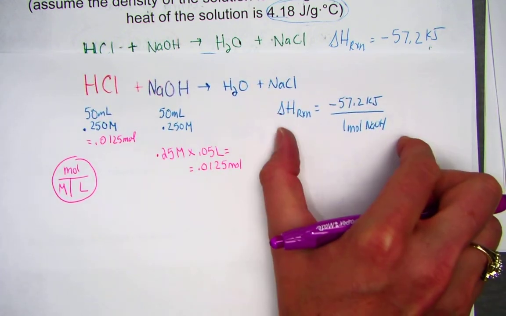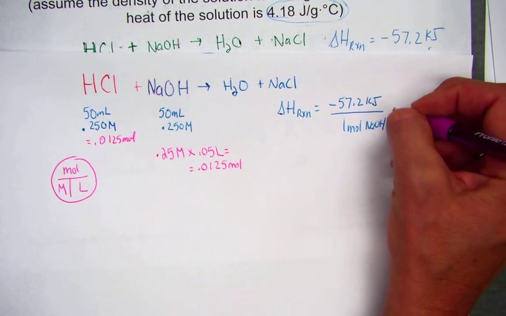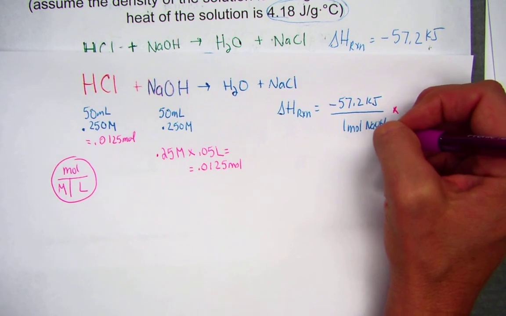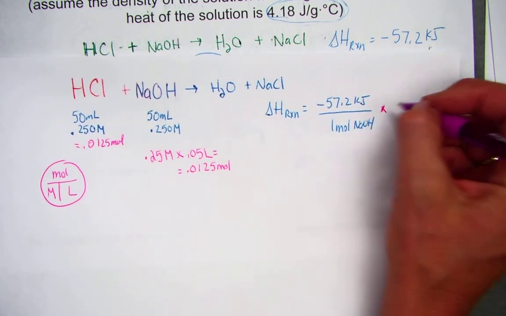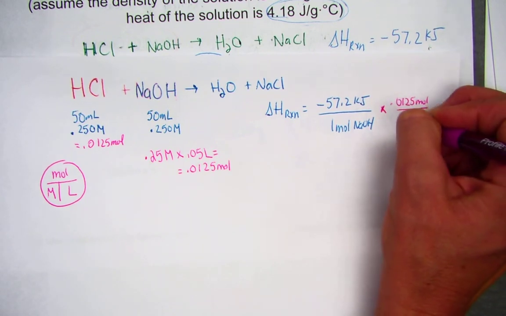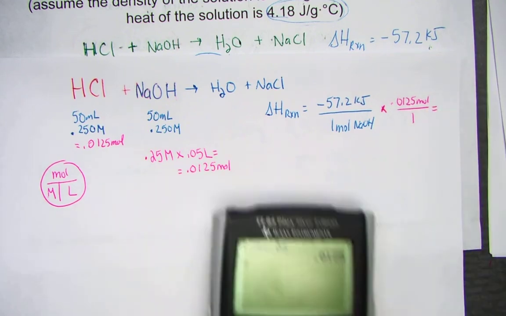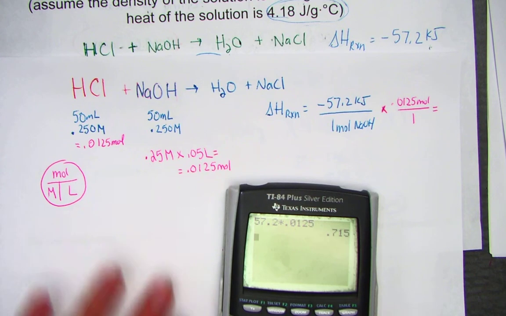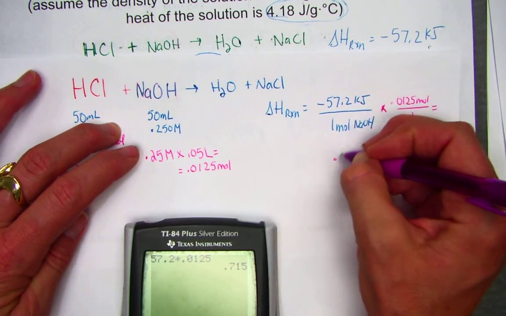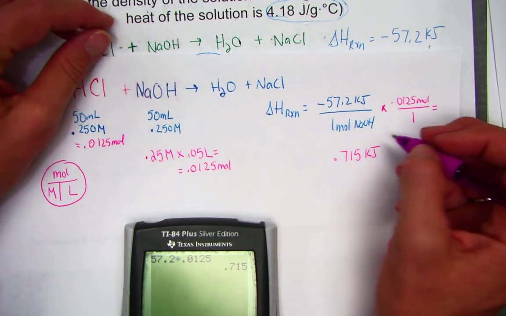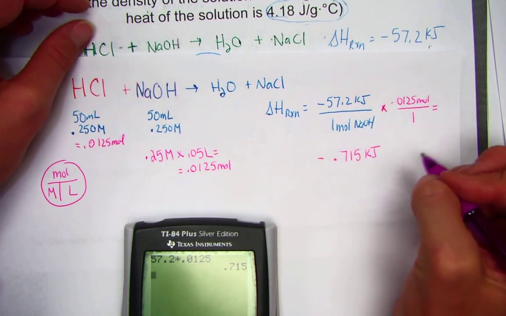Then I can revisit the delta H for the reaction. Negative 57.2 kilojoules would have been released if we used a whole mole of NaOH, but we did not deliver a mole. We only delivered 0.0125 moles. How many kilojoules of heat were released for the small amount of base and acid we added? 57.2 times 0.0125 tells us 0.715 kilojoules of heat were released for this particular equation. And again, released, so I'll show it's negative.